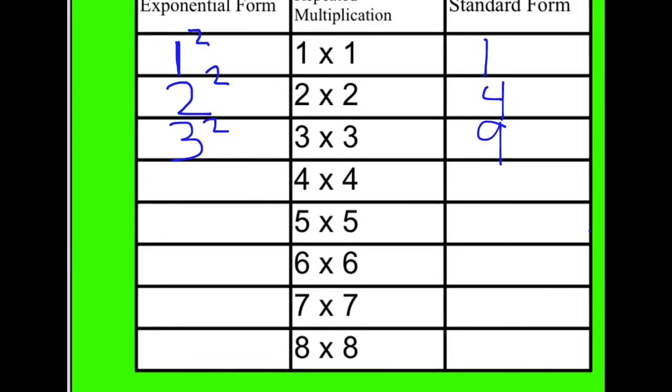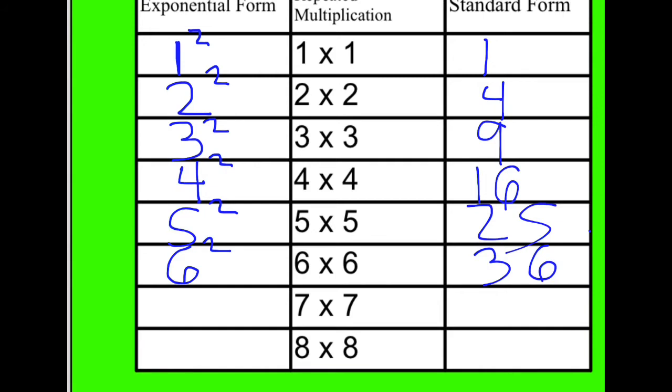And if I had 4 times 4, I would write 4 with a little exponent 2 in the top right-hand corner. And we know that 4 times 4 is 16. And if I had 5 times 5, I would write a 5 with a little 2 in the right-hand corner, and 5 times 5 is 25. And moving right along, if I had 6 times 6, that would be 6 with a little 2 in the right-hand corner, and 6 times 6 is 36.